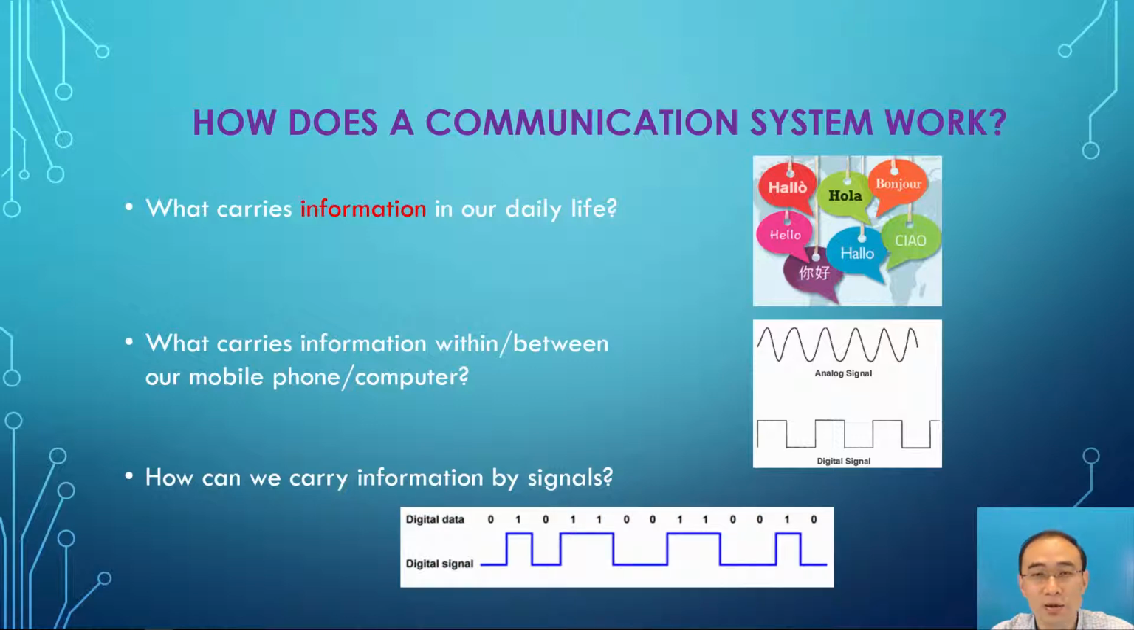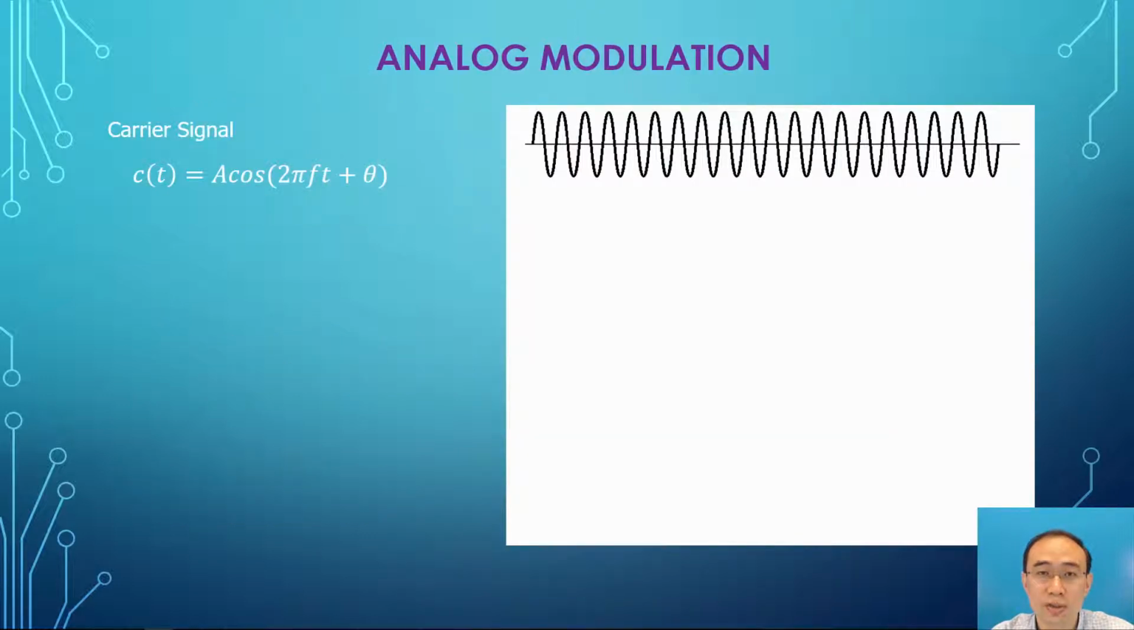Let's look at this binary signal again. For this example, the digital signal is using two voltage levels to carry bit 1 and bit 0 respectively. So whenever I want to transmit bit 1, I transmit a high voltage level. Whenever I want to transmit bit 0, I transmit a low voltage level. And the process or the procedure of using signals to carry information, or use information to change the signals so that the signal can carry the information, is called modulation.